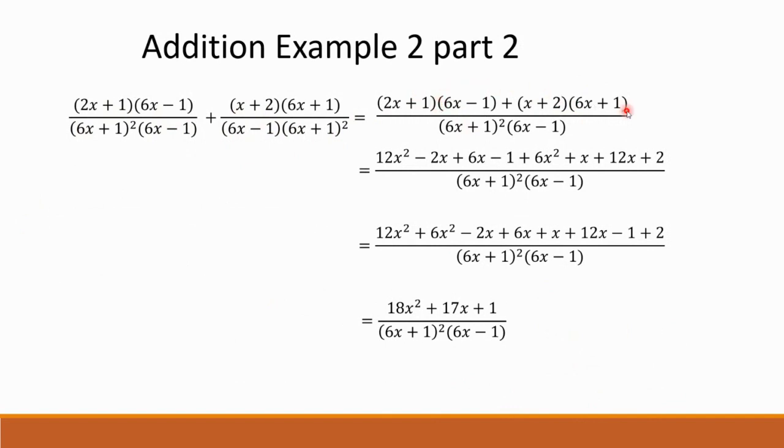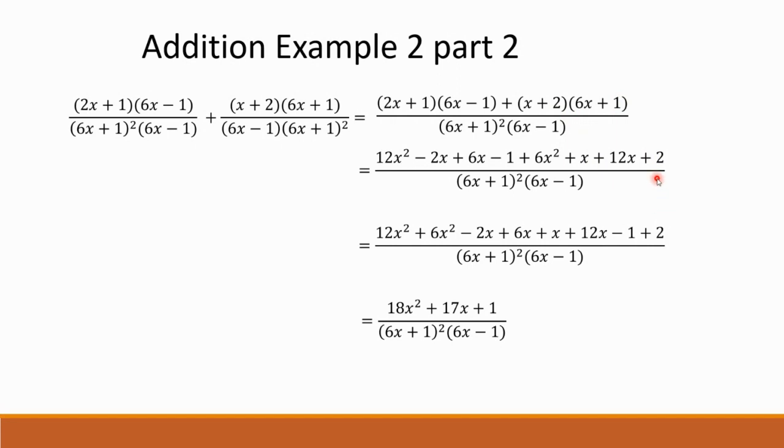So since we want to simplify the numerators we add, we have to multiply each of these individual products. So we multiply those, so we get 12x squared minus 2x plus 6 times x minus 1, that's over here. x times 6x, that's 6x squared, plus x times 1, that's just x. 2 times 6x is 12x, 2 times 1 is 2. That's what we get here.